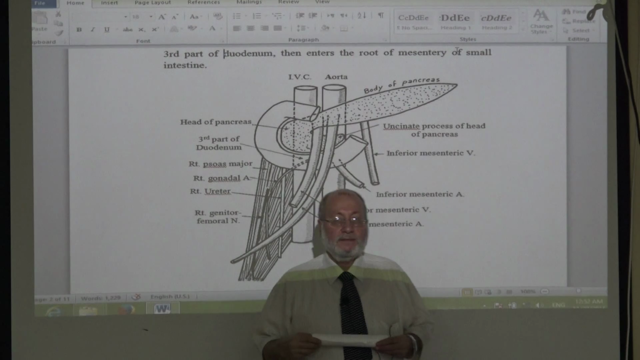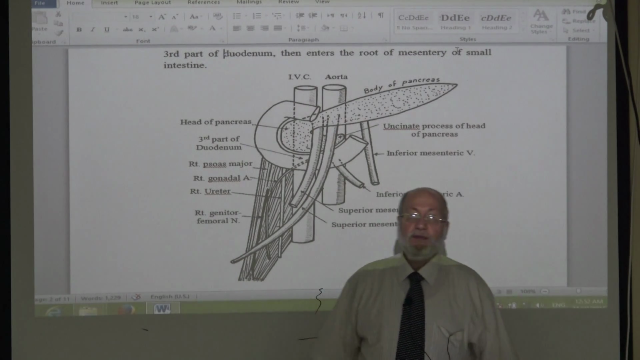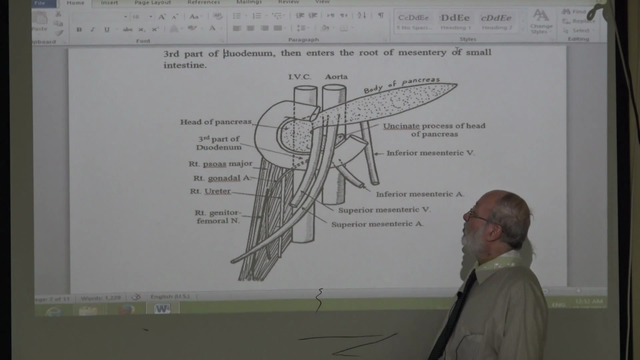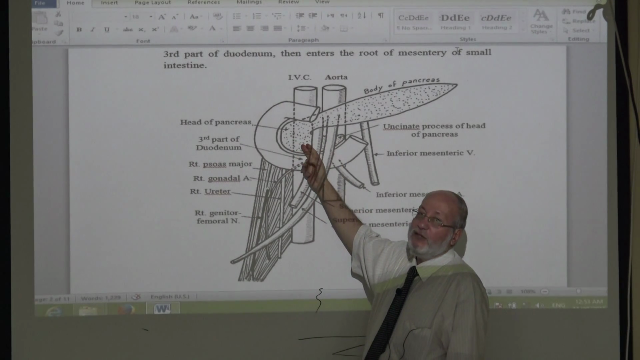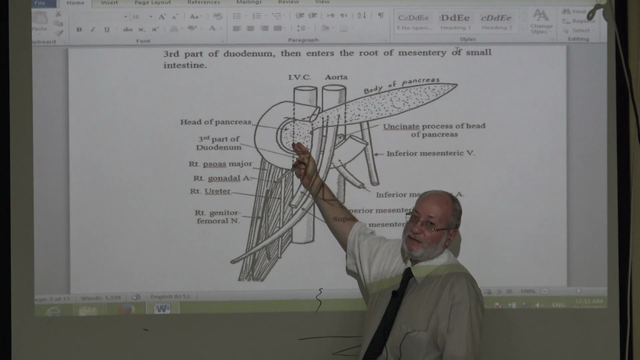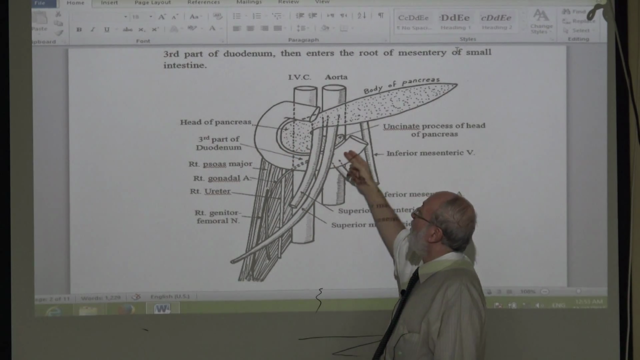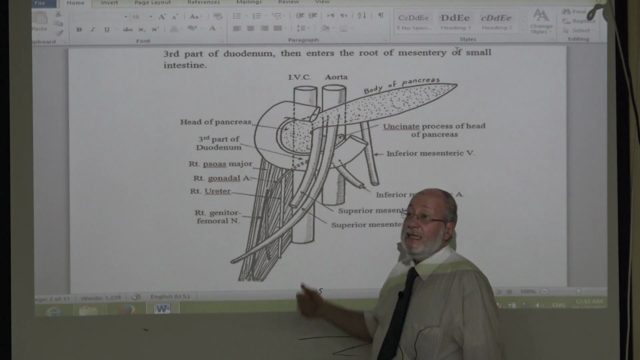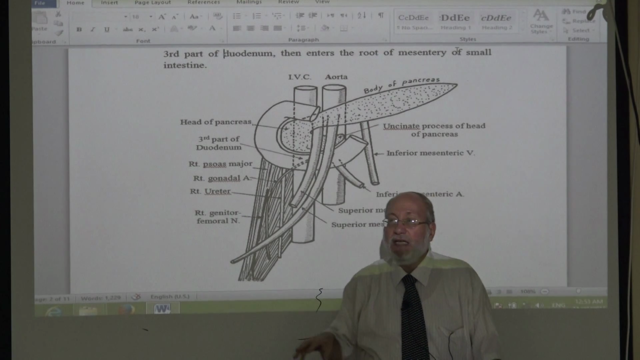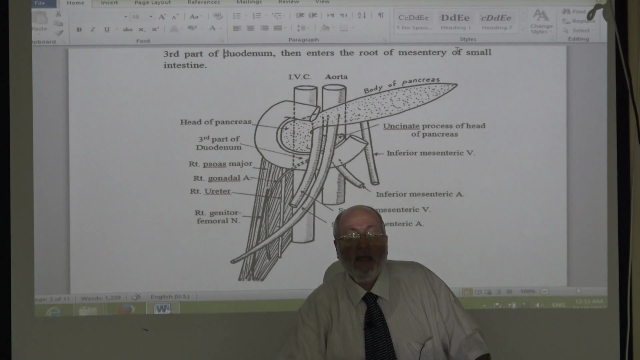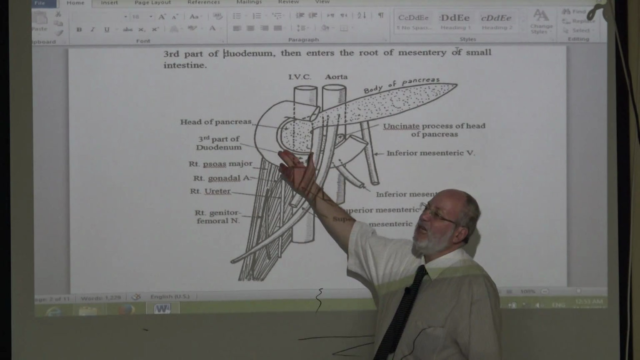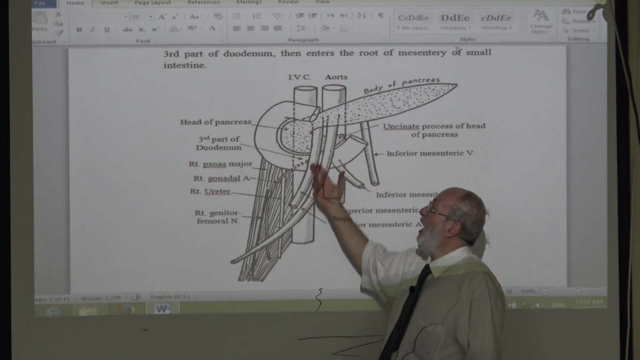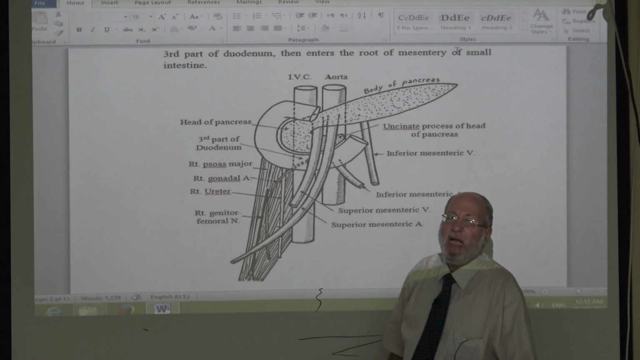The details. First of all, we need to supply the lower part of the head of the pancreas, the uncinate process and the duodenum. The upper part of the duodenum is supplied by the superior pancreaticoduodenal artery. Therefore, the lower part of the duodenum and the head of the pancreas is supplied by what?